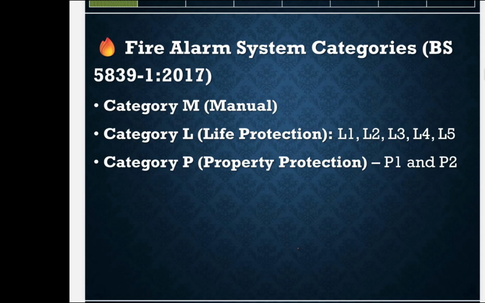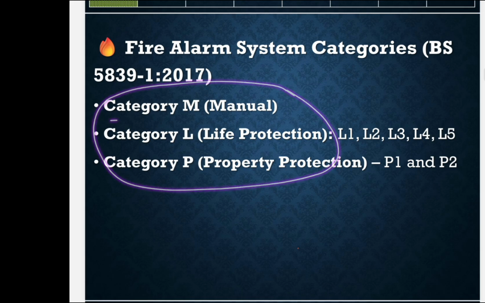In the last video, I already covered that for the automatic fire alarm system, if the motto is to give protection to life, then we have to go for L protection. If our motto is to give protection to property only, then we have to go for category P protection. In this video, I will discuss, based on the project, what system will be suitable for that project. We will analyze the project and decide one of these categories of the fire alarm system. So let's start.